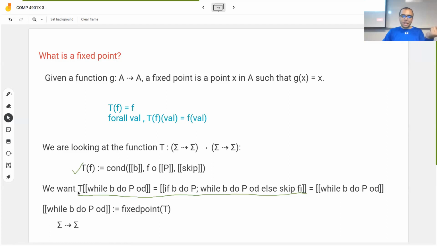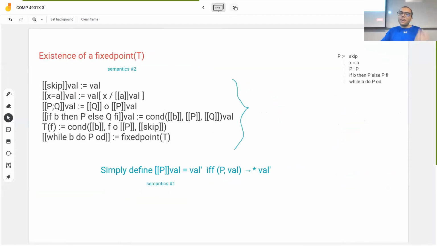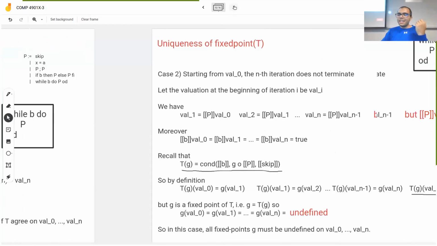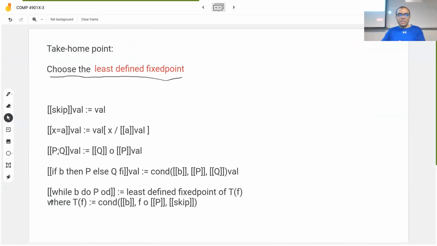And then I said, okay, now when I apply this transformer function to the semantics of while, I get the semantics of this larger program, but I want this to be equal to the semantics of the while. So I want the semantics of the while to be a fixed point of this transformer function. But then the next problem I had was that even though this transformer function had a fixed point, the fixed point was not unique. And then I proved that, okay, if you take the least defined fixed point, or we just call it least fixed point, then that matches our operational semantics. So we changed this to least defined fixed point. And finally, this is our semantics.